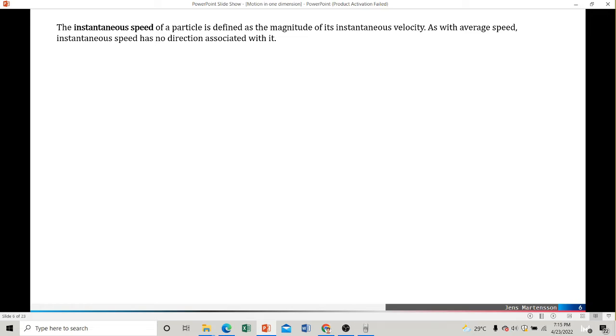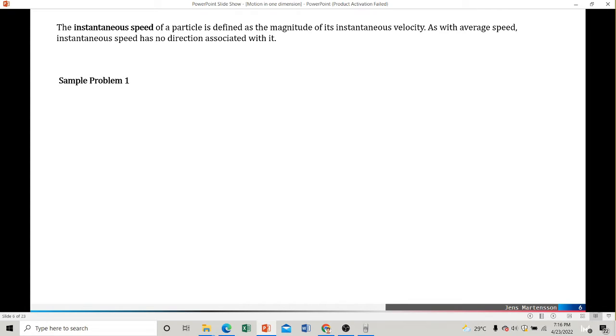So for the instantaneous speed of a particle, it is defined as the magnitude of its instantaneous velocity. As with average speed, instantaneous speed has no direction associated with it. So average speed and instantaneous speed is what we also call a scalar quantity, no. Because wala man sila nag-need of direction, no. It only requires the magnitude.